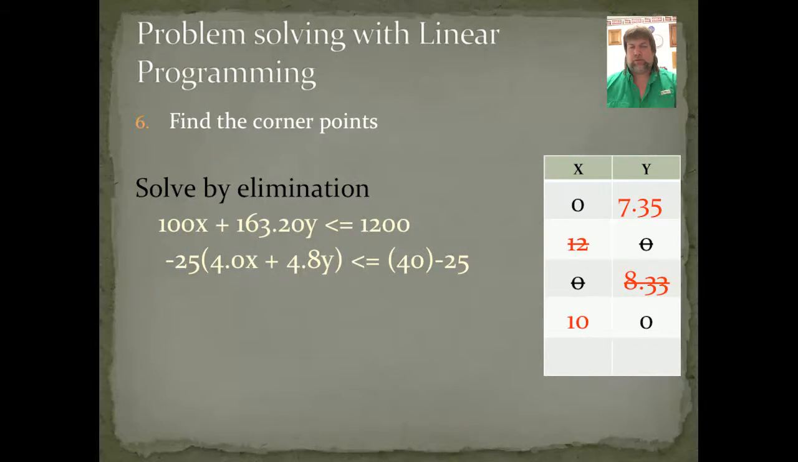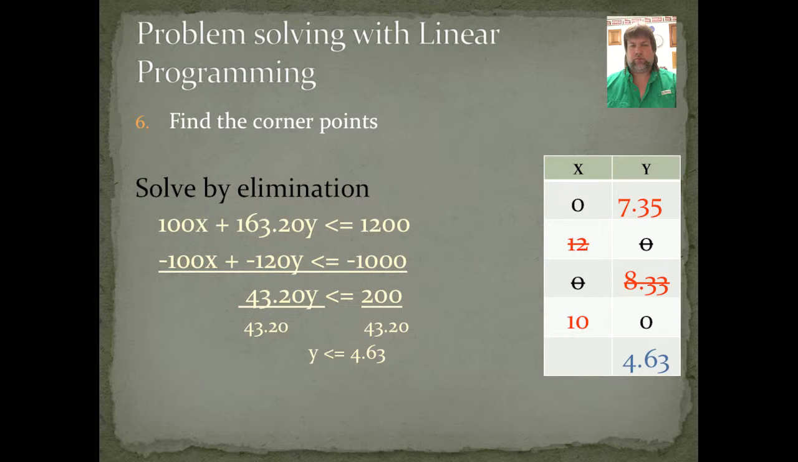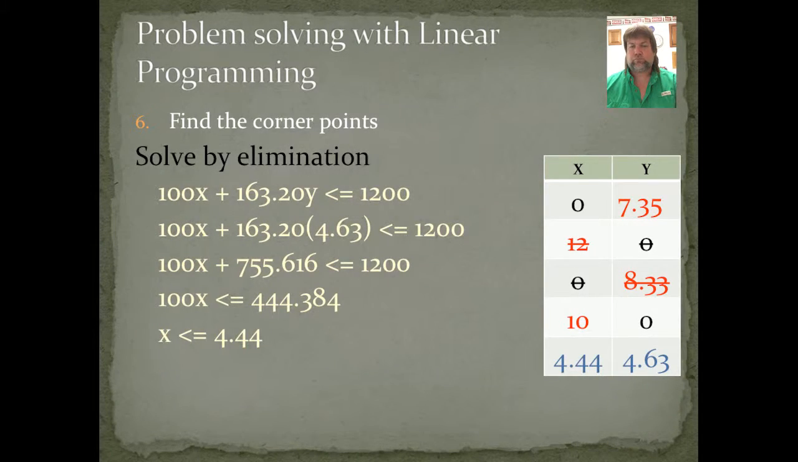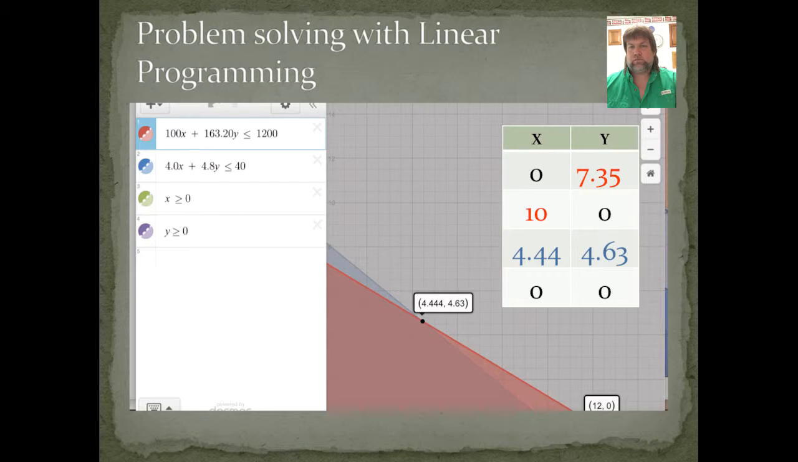If we take the second equation and multiply it by negative 25 all the way through, it gives us negative 100x plus negative 120y is less than or equal to negative 1000. Do the subtraction. The x's cancel, and after the division y comes to 4.63. When we put that back into the equation and solve for x, we find that x is less than or equal to 4.44.